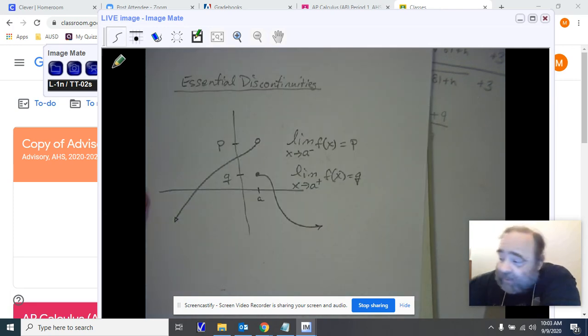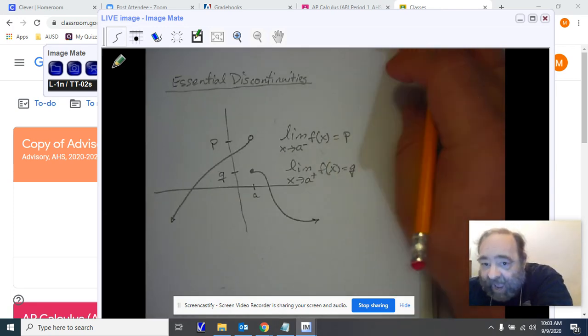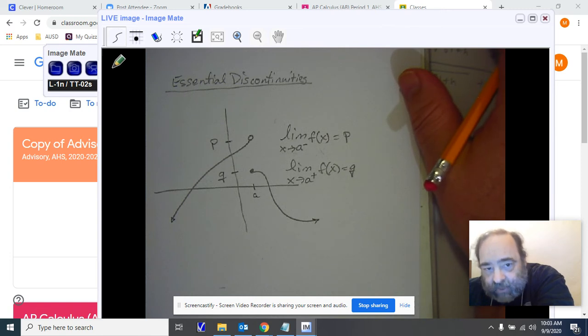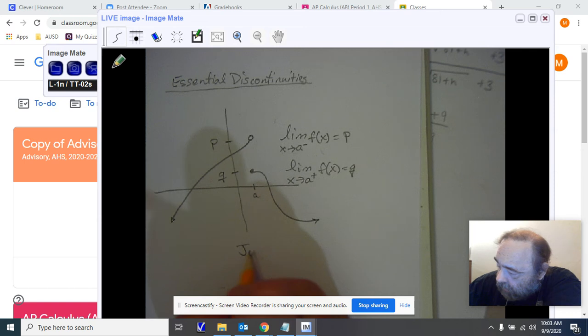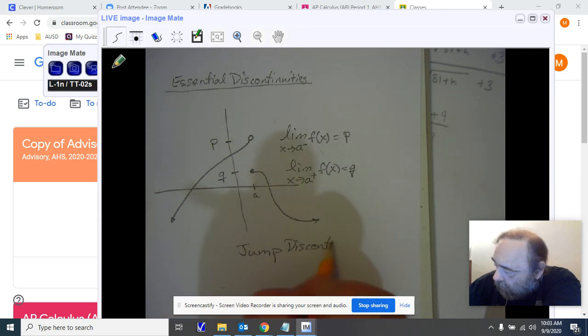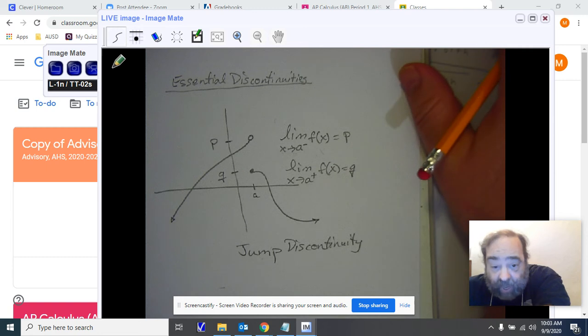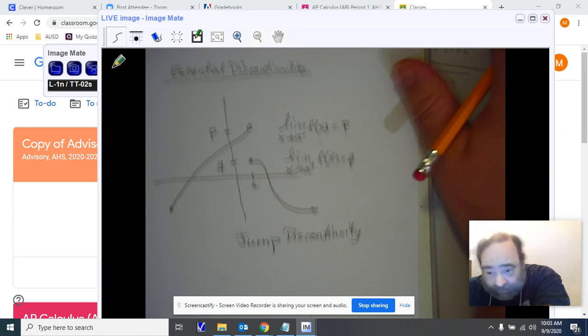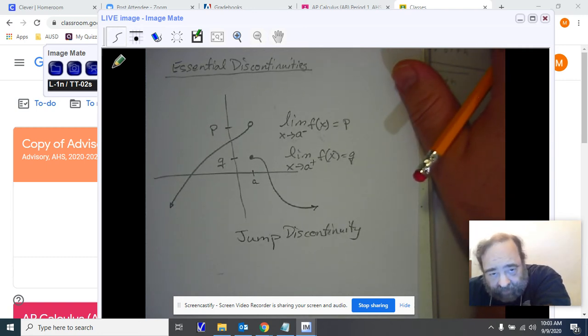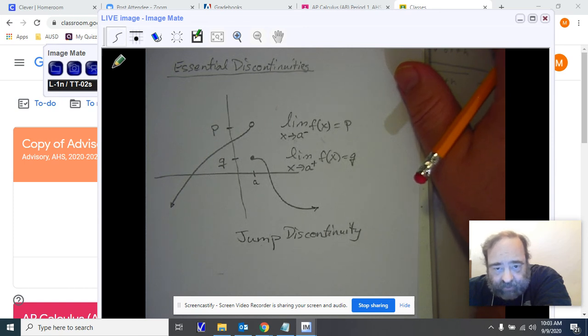So when the limit doesn't exist, you will have an essential discontinuity. This is referred to as a jump discontinuity. It happens because I have two different one-sided limit values, and the two-sided limit doesn't exist. That's one of our criteria for an essential discontinuity. The limit doesn't exist from two sides.